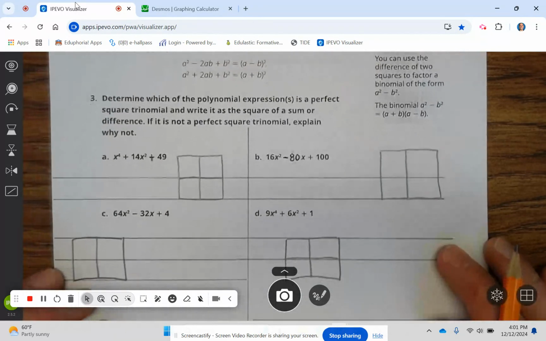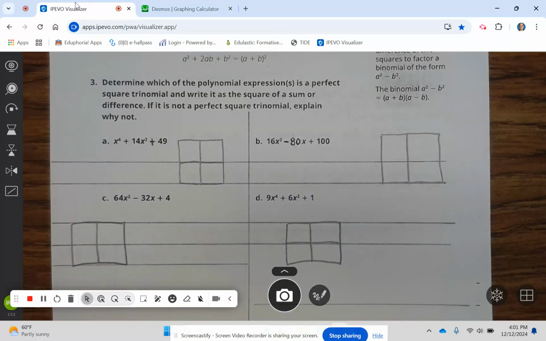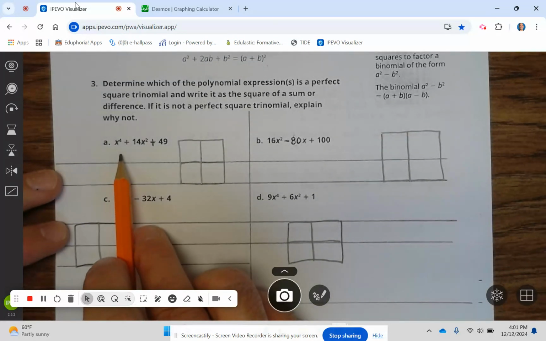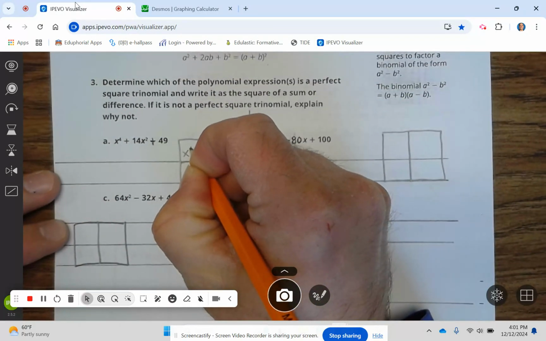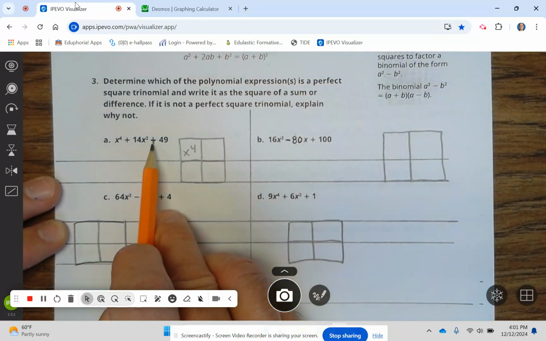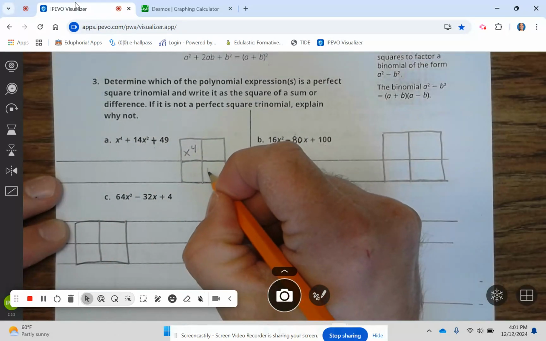All right, let's take a look at 3. Determine which of the polynomial expressions is a perfect square trinomial and write it as the square of a sum or difference. If not a perfect square trinomial, explain why not. Okay, so we're going to factor this using the inverse box method. So first term, and we're going to change that to a plus 49, last term.